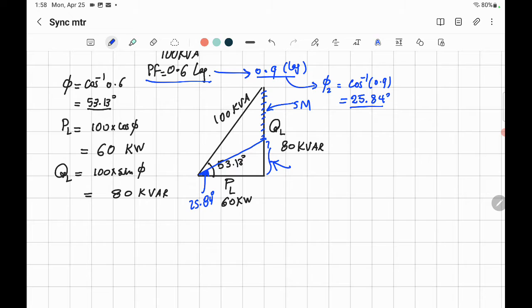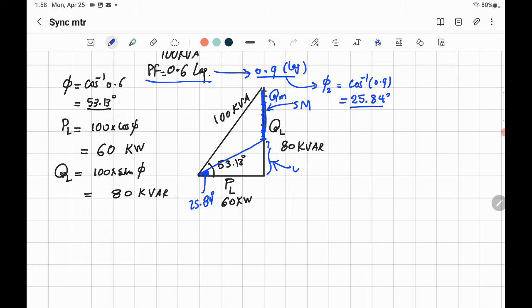Why? Because the synchronous motor is leading and the load is lagging, so that will be the opposite, in this direction. So that would be this blue part I just drew, that's the Q of the synchronous motor. All right, we can now make the calculation.